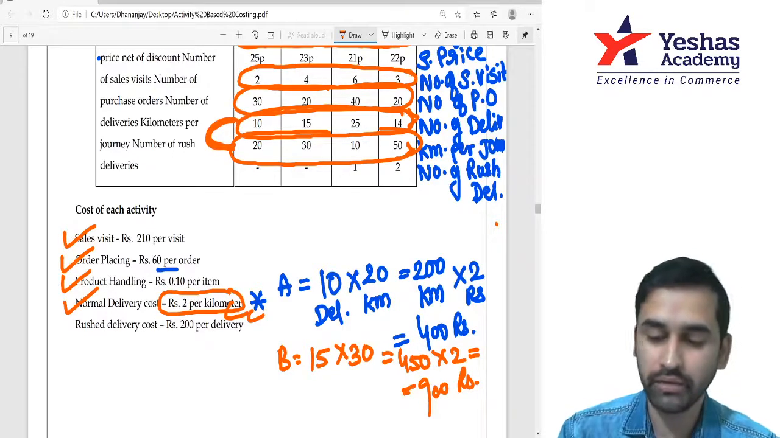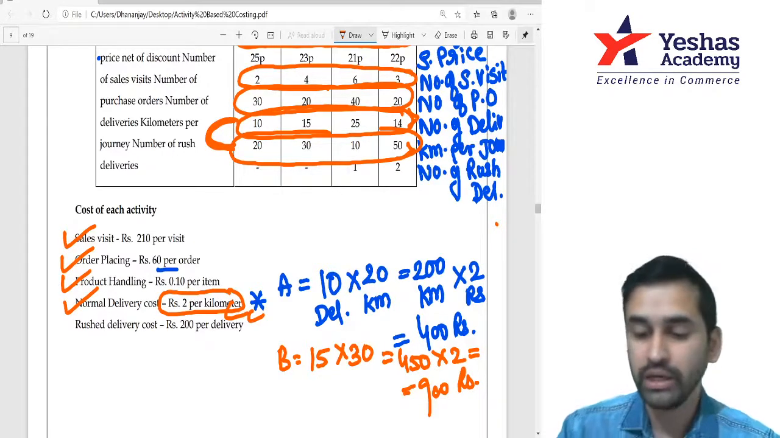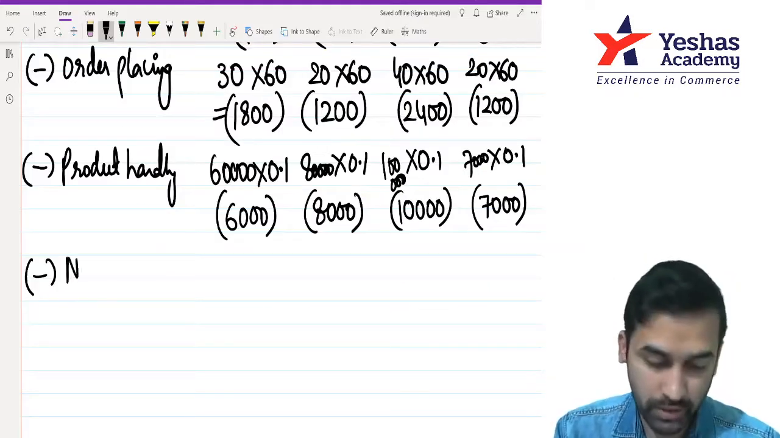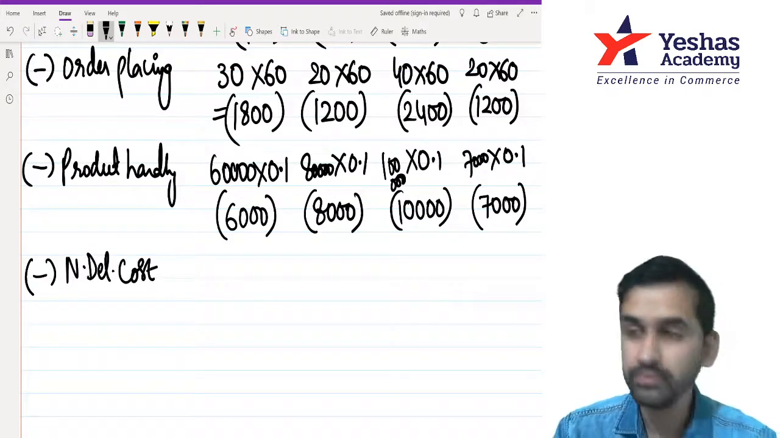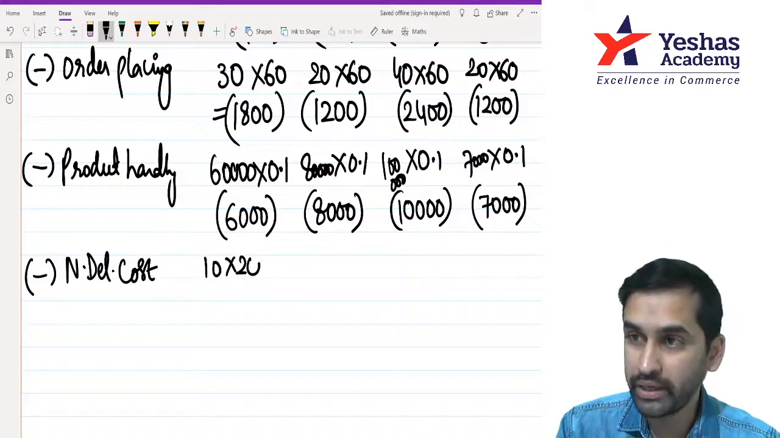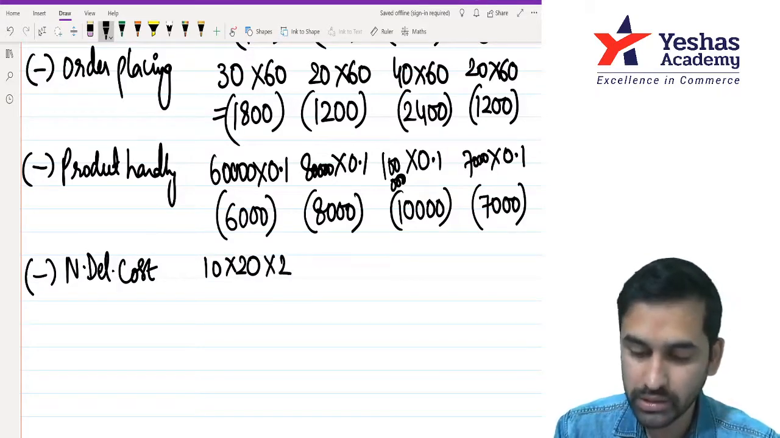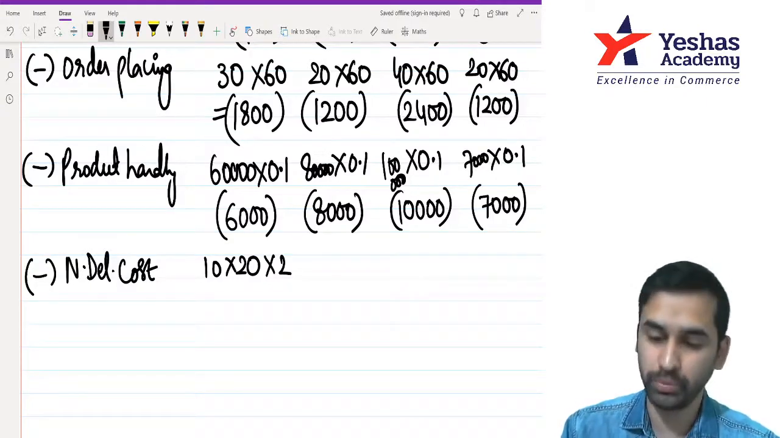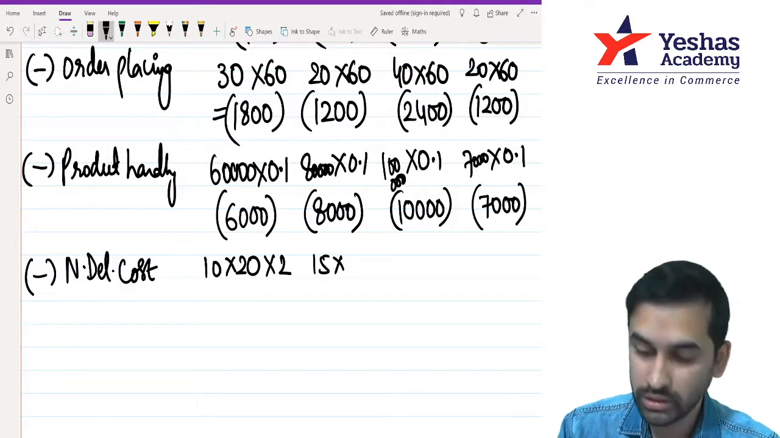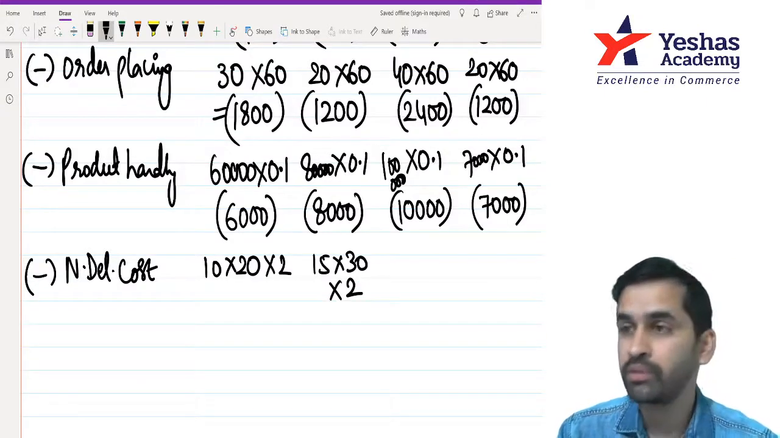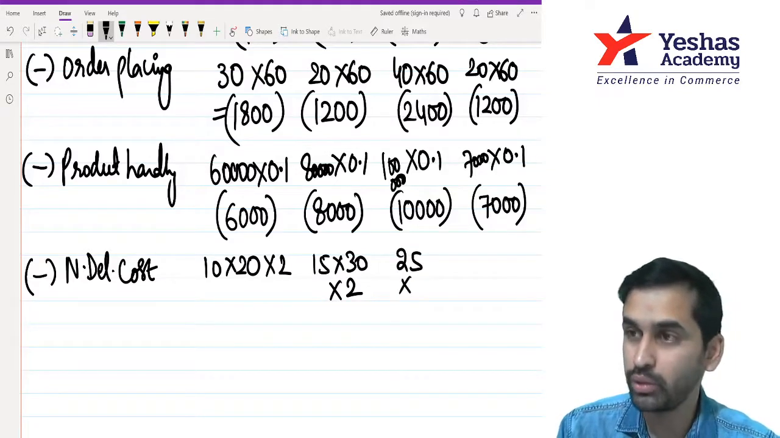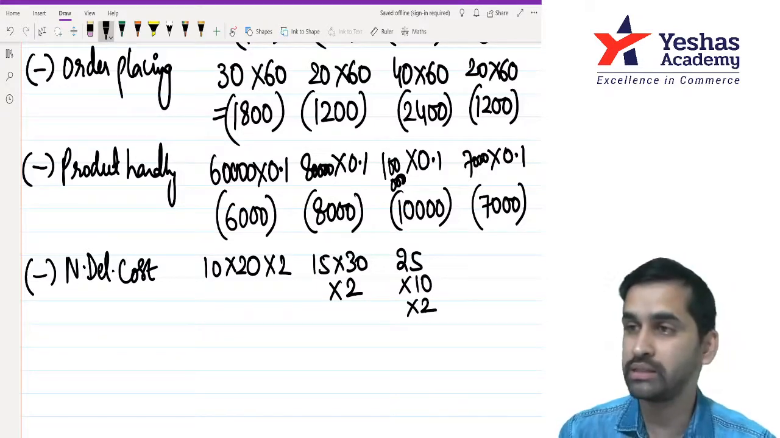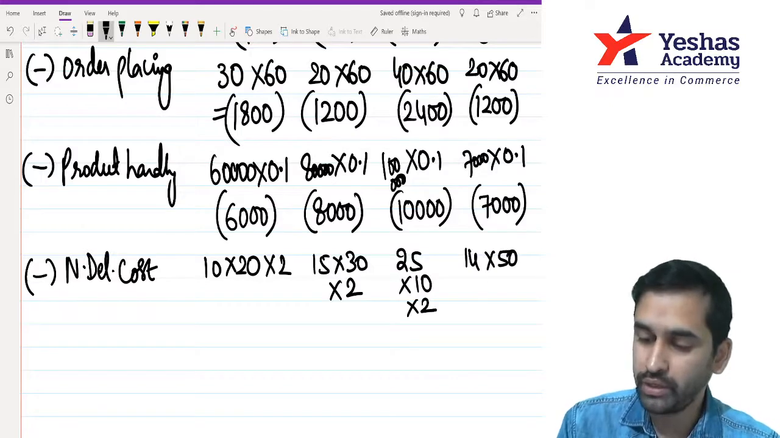Okay, so it is 10, 15, 25, 14. That is number of deliveries. 20, 30, 10, 50 is kilometer. Let me do it. This is normal delivery cost. 10 into 20. This will give me kilometer into 2 rupees. Are you following? 10 deliveries into 20 kilometers into 2 rupees. Same way, 15 into 30 into 2. Next, 25 into 10 into 2. Everywhere into 2. 2 per kilometer. Yes. 14 into 50 into 2. Simple.